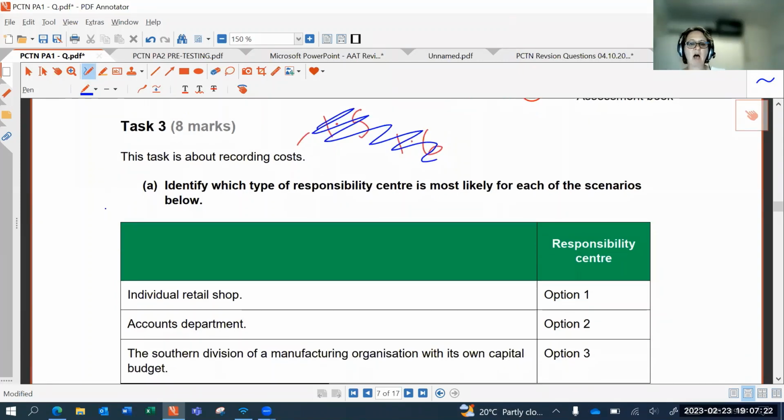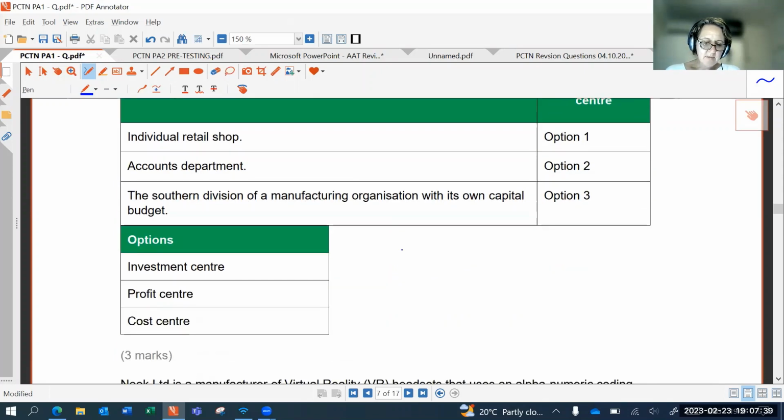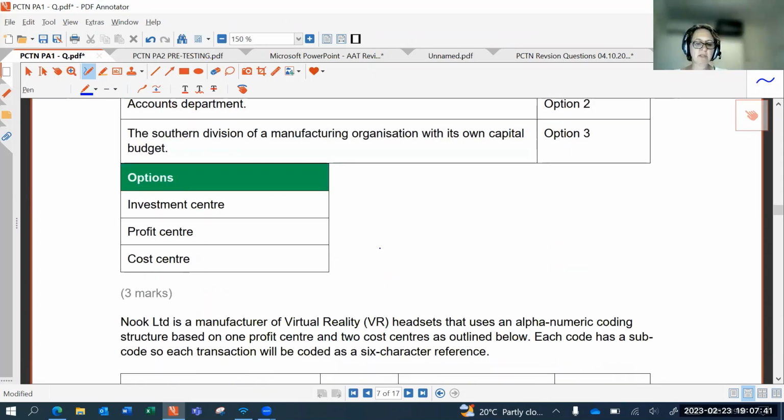And this is a great opportunity for us to revise some of the terminology around cost centre, profit centre, investment centre, and so on. So it asks us to identify which type of responsibility centre is the most likely for each of the scenarios below. Then it gives us 3 options in terms of responsibility centres. But because this is a revision course, we're going to revise those 3, and we're also going to revise the 4th one, which is a revenue centre.